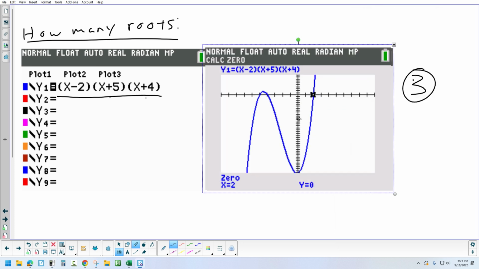If I asked for the other ones, you just have to do second calc 0 two more times, and then you could get all 3 answers. Okay, so 2 is a 0, 2 is a root, and the coordinate (2, 0) is an x-intercept. So there's different ways you can say your answer. But is there any question on how we calculated the root on the calculator?